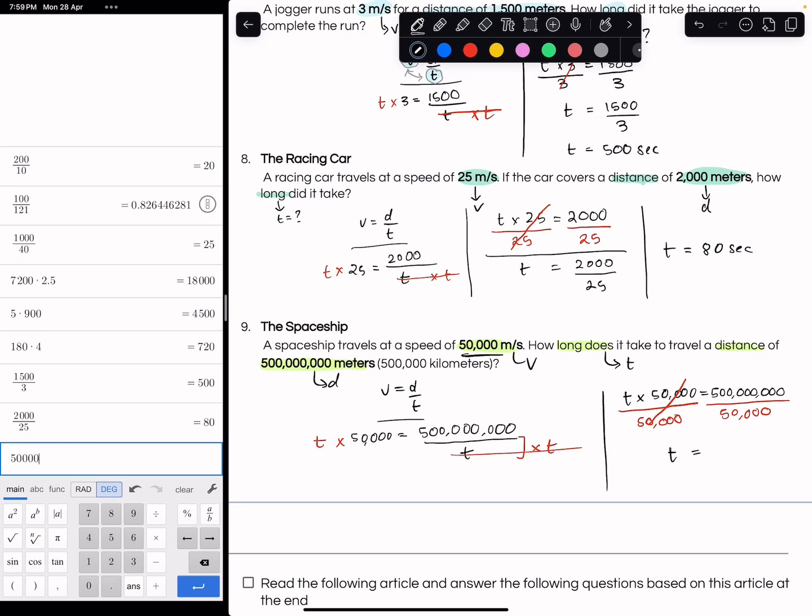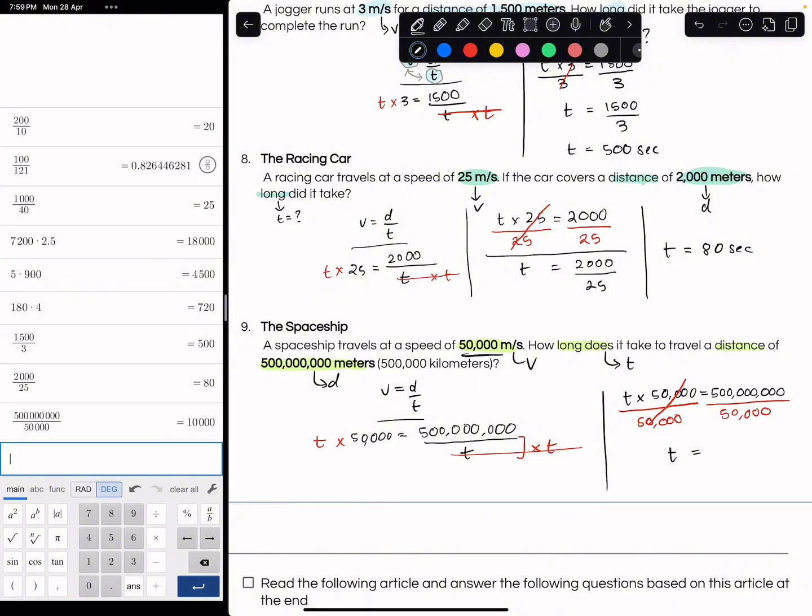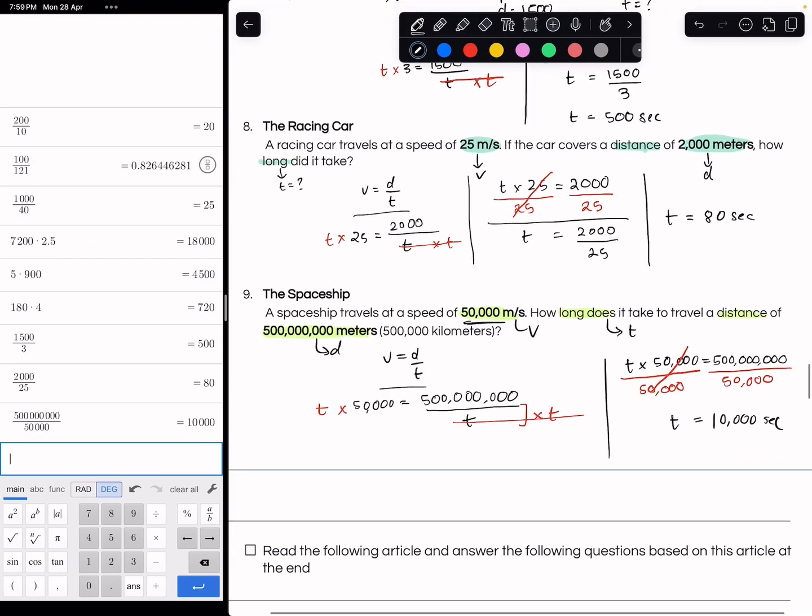500,000,000. Just got to check if I have the right number of zeros. Yep, divided by 50,000. And that is 10,000 seconds. Feel free to convert the seconds into minutes or hours if you want to understand how much time that actually is. You'll just have to divide it by 60 to get minutes and then 60 again to get hours. So feel free to try that out.